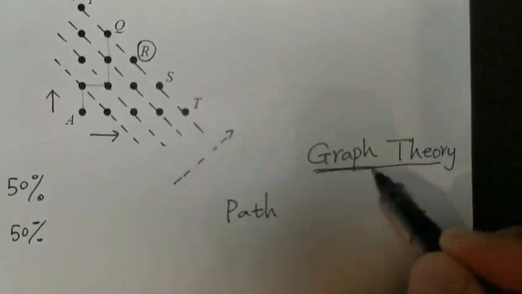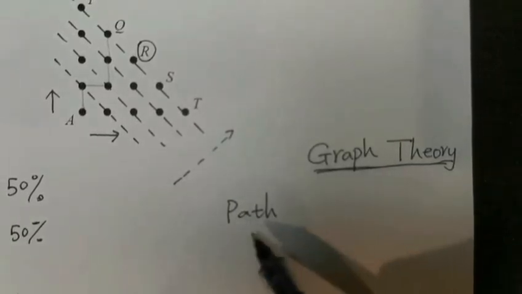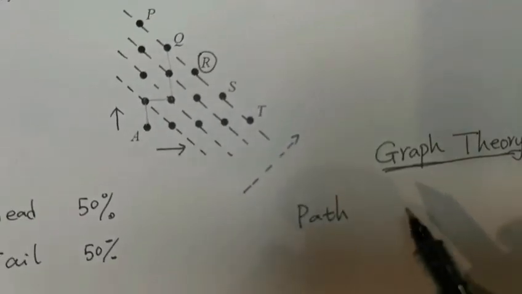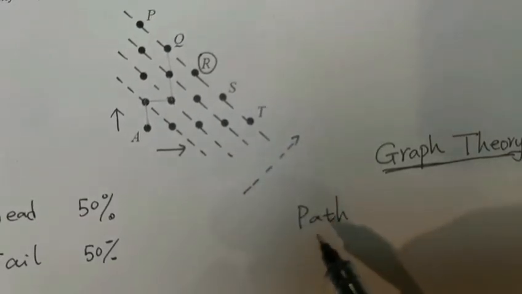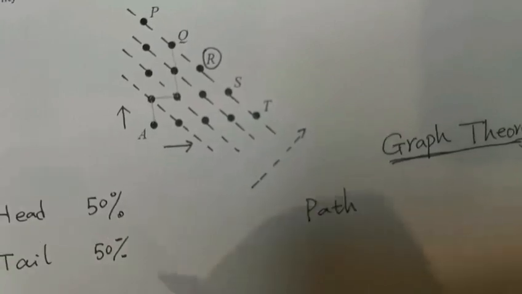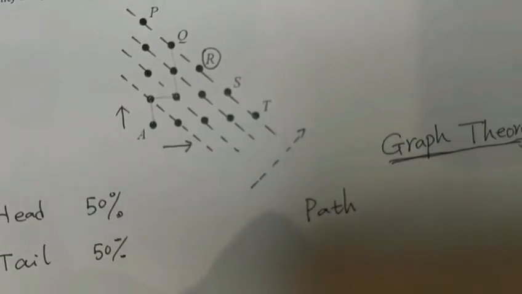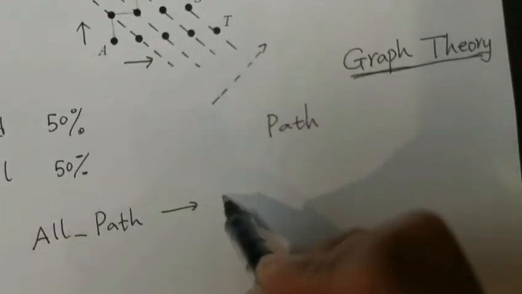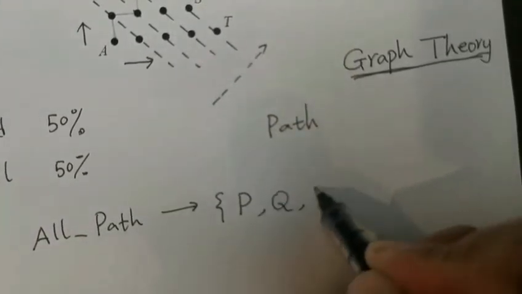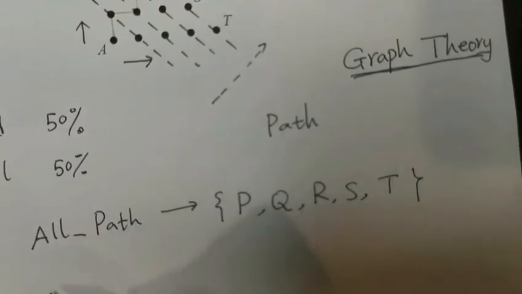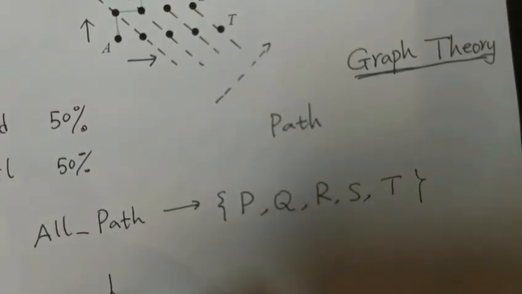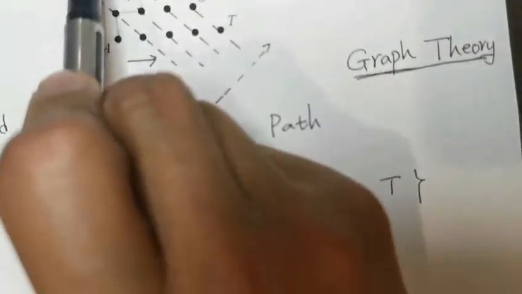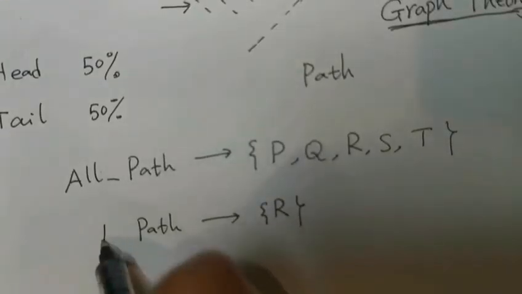Graph theory is researching questions related to paths. Okay, so when we have the concept of the path, the original question is successfully changed to finding all the possible paths to the dots P, Q, R, S, T, as well as the paths to R, because the question is asked about dot R here. Okay, we name it R path, right?